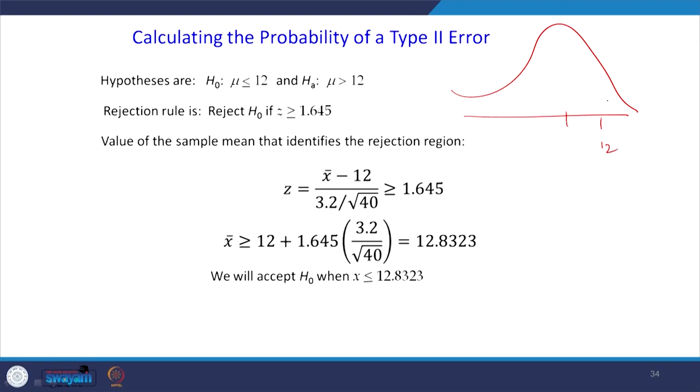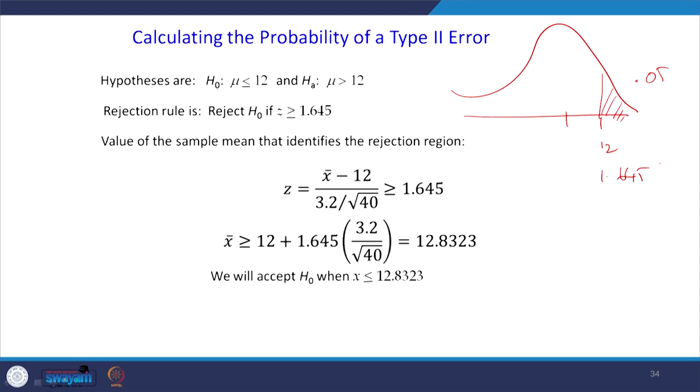So, this value is 12. If anything goes this side, I will reject it. So, when alpha equal to 0.05, the corresponding value is 1.645. If any z value goes beyond 1.645, I will reject it.